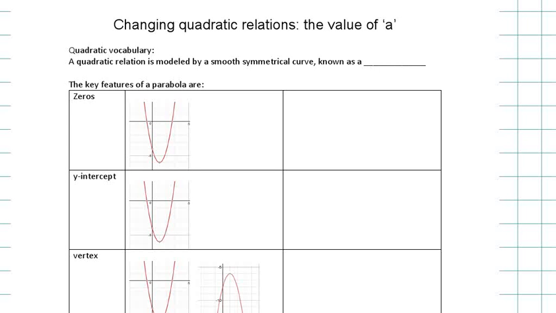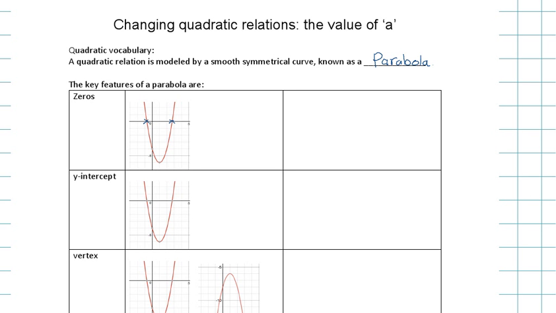So we're going to start with a quadratic relation is modeled by a smooth symmetrical curve known as a parabola. The key features of a parabola, of course, are the zeros. The zeros, or there's many names for them. Do you guys remember the names? Roots, x-intercept, roots, solution. Okay? So the zeros are right here, where that graph touches the x-axis.